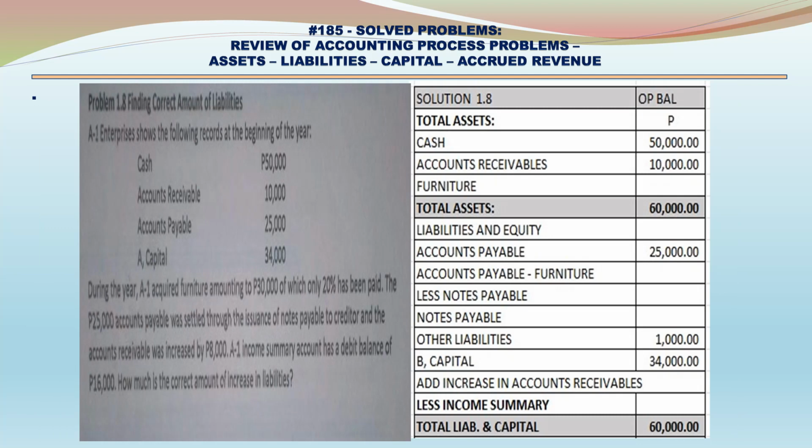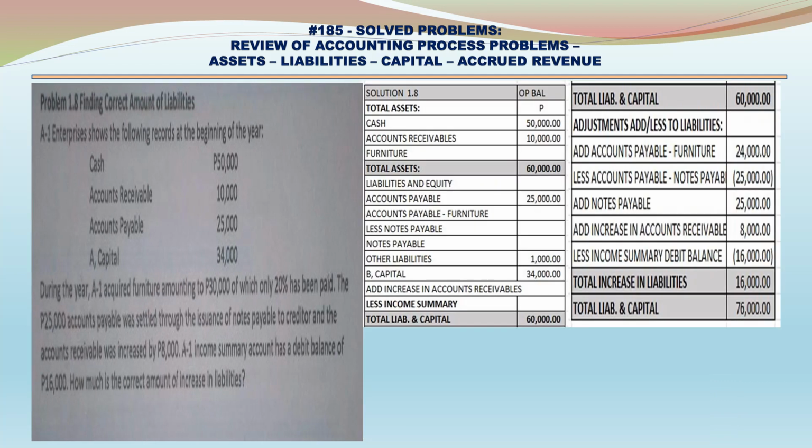Solution. Total assets. Cash 50,000, accounts receivable 10,000, accounts payable 25,000, other liabilities 1,000, A's capital 34,000, total liabilities and capital 60,000. Adjustments: add less to liabilities. Add accounts payable for furniture 24,000, less accounts payable settled by notes payable 25,000, add notes payable 25,000, add increase in accounts receivable 8,000, less income summary debit balance 16,000. Total increase in liabilities 16,000, total liabilities and capital 76,000.